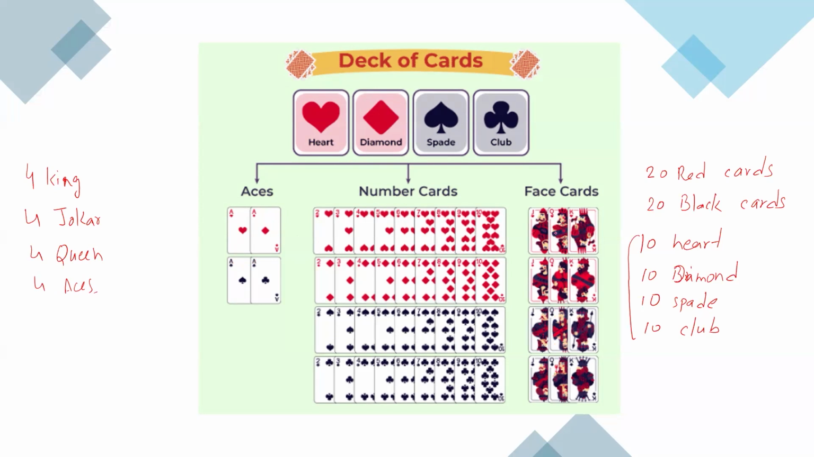Out of 4 queens, you have 2 red, 2 black. Similarly, 2 black jokers and 2 red jokers here. They are red, they are black. Similarly, you have 4 aces. So this is the scenario. Total you have 52 cards, and that is how they are spread. You have 40 here, and then 12 over here, 12 face cards. Now look at the problem.